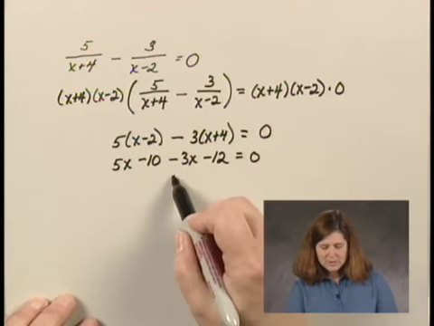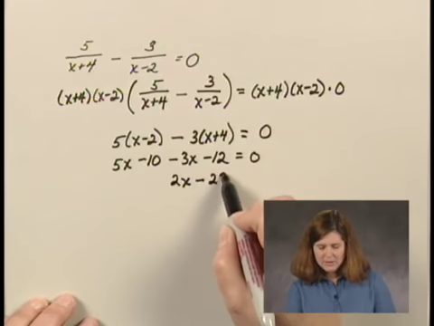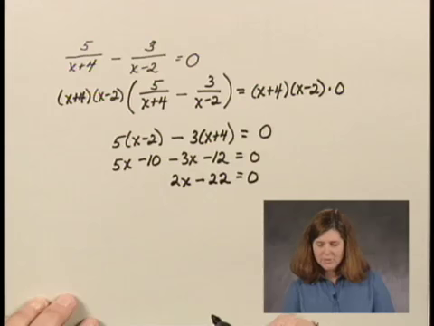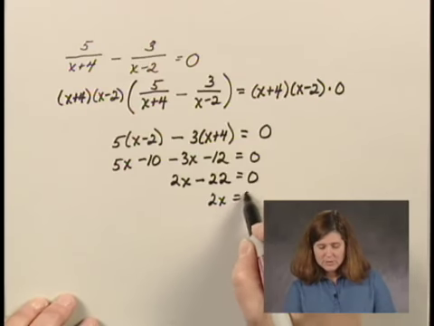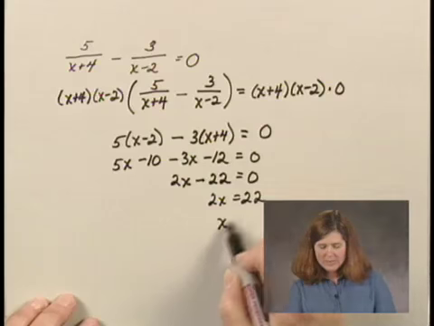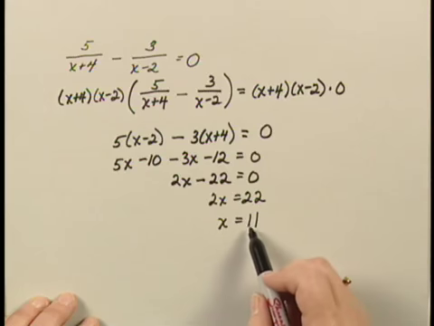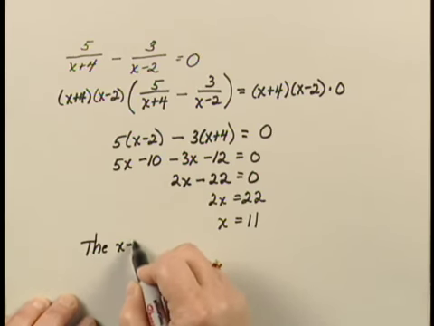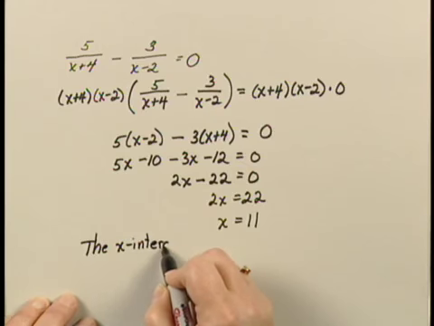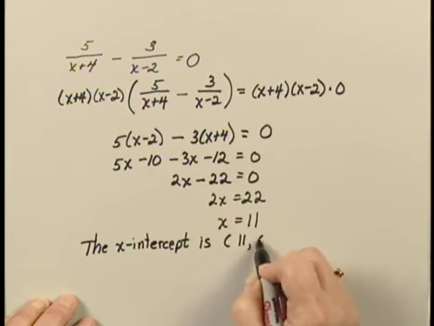5x minus 3x is 2x. Negative 10 minus 12 is minus 22. That equals 0. Adding 22 to both sides, I get 2x equals 22, or x equals 11. Now the x-intercept is a point. It crosses the x-axis when x is 11. So I write the x-intercept is the point 11, 0.